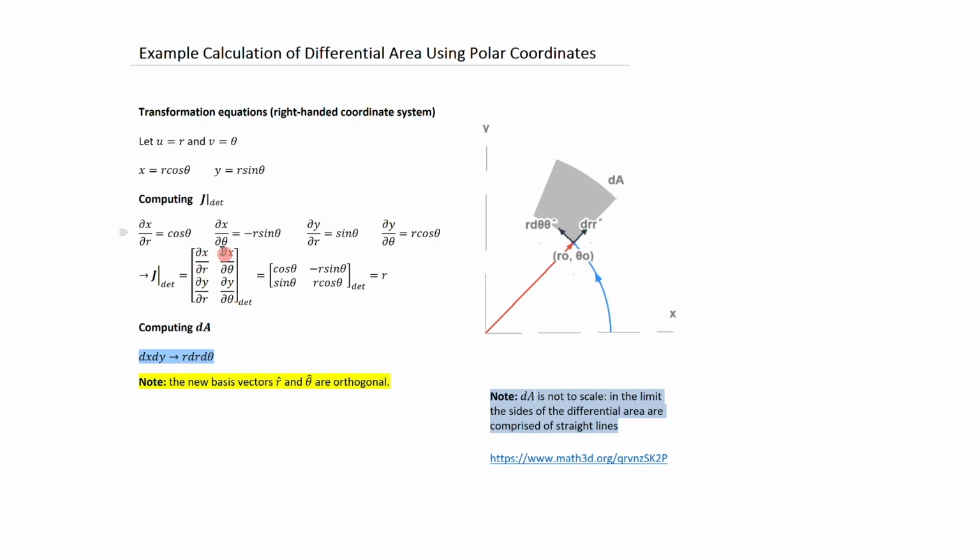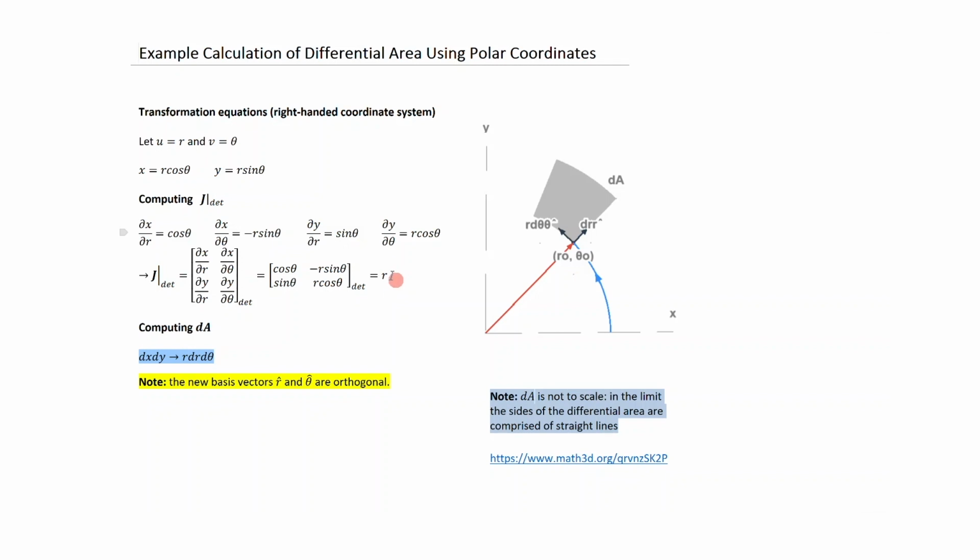So this is basically the Jacobian matrix. If you take these values and plug them in, you end up with this. Now you have to take the determinant, which is this times this minus this times this, and you end up with r. So the determinant of the matrix is r. And r, of course, will be a value greater than or equal to 0.